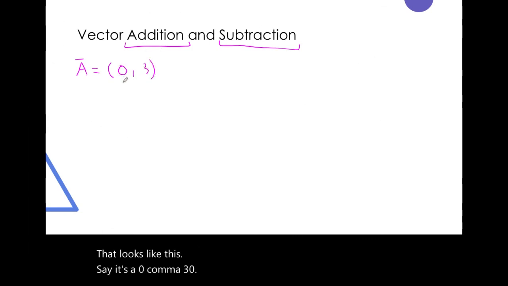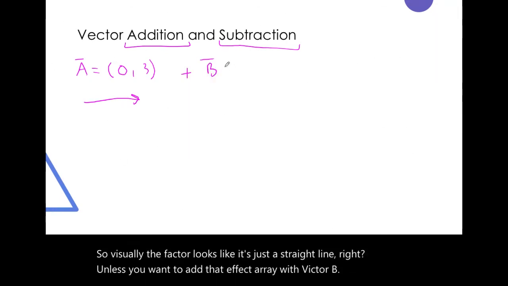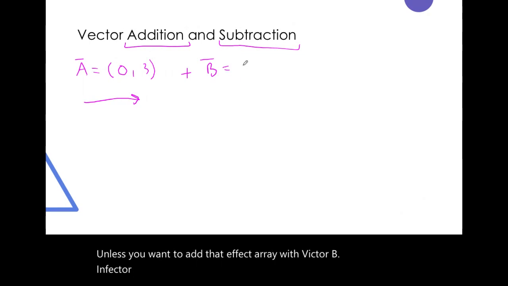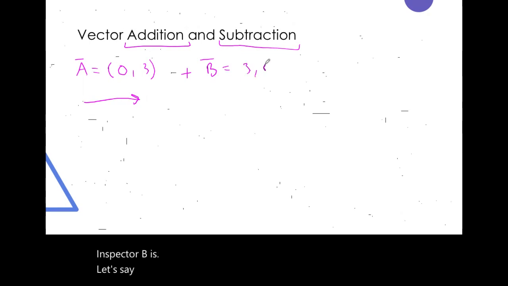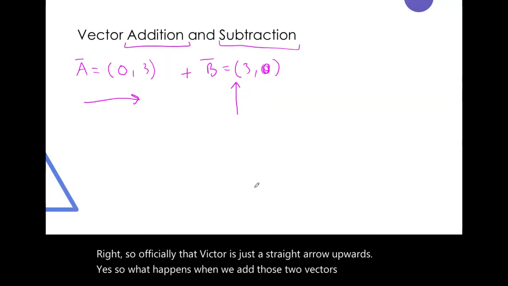And so visually, the vector looks like this, just a straight line. And let's say we want to add that vector A with vector B. And vector B is, let's say, 3, comma 0. So visually that vector is just a straight arrow. And so what happens when we add those two vectors together?